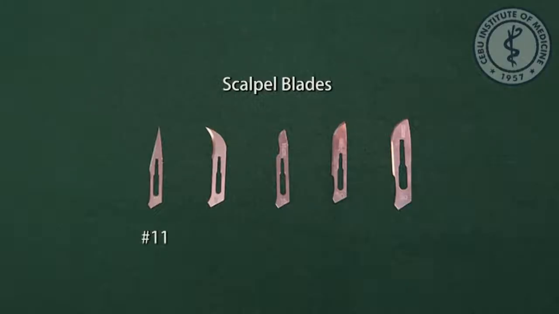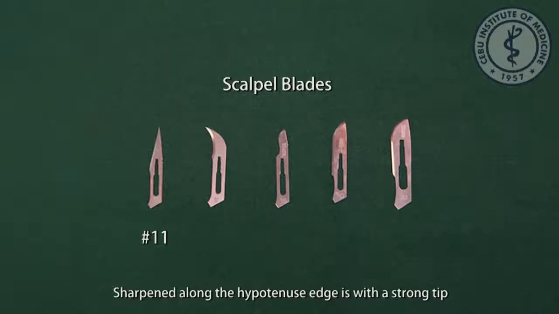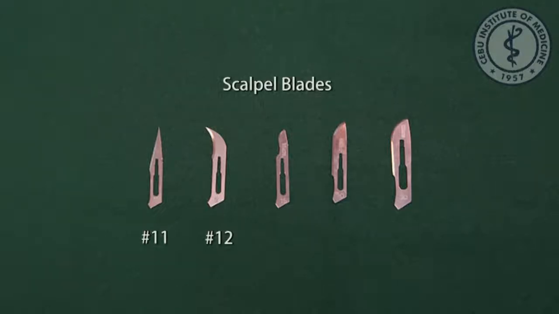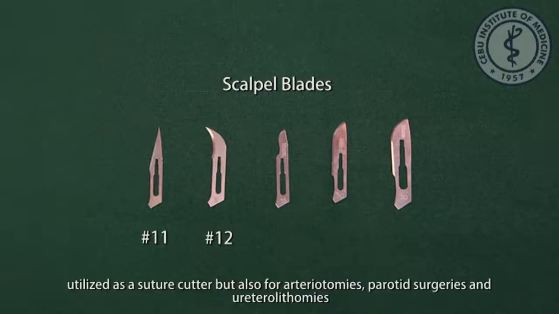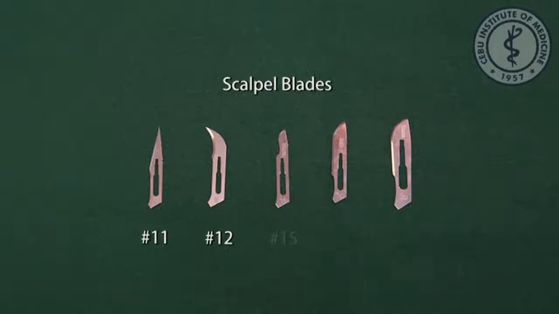Blade number 11, also known as the stab knife, with its elongated triangular blade sharpened along the hypotenuse edge, with a strong pointed tip. Blade number 12, a small, pointed, crescent-shaped blade sharpened along the inside edge of the curve, utilized as a suture cutter but also for arteriotomies, parotid surgeries, and uterolithotomies.